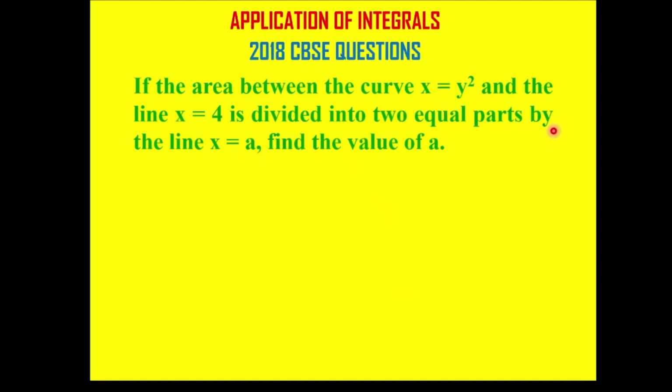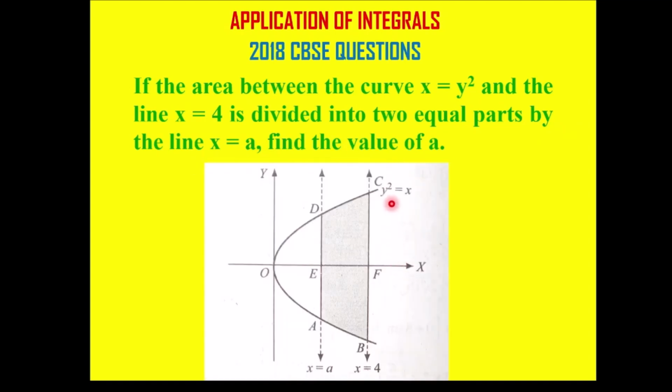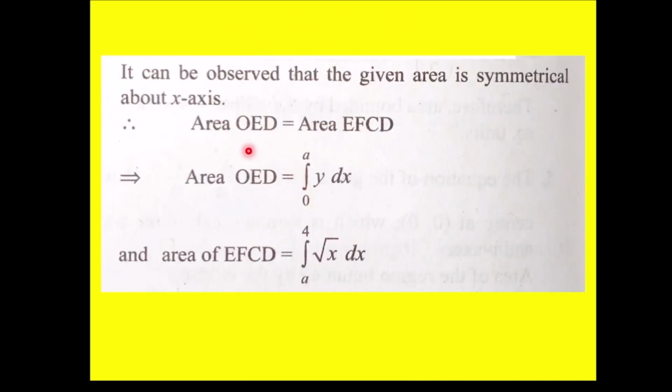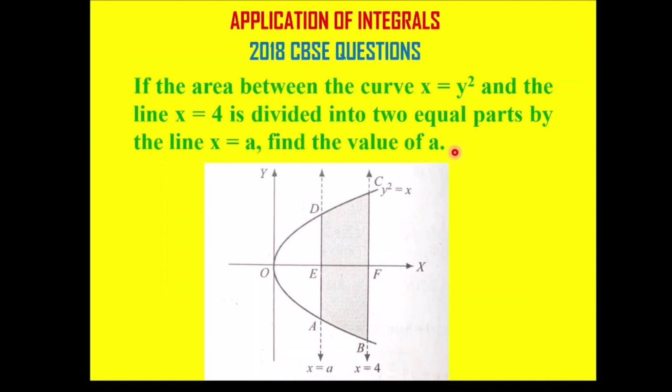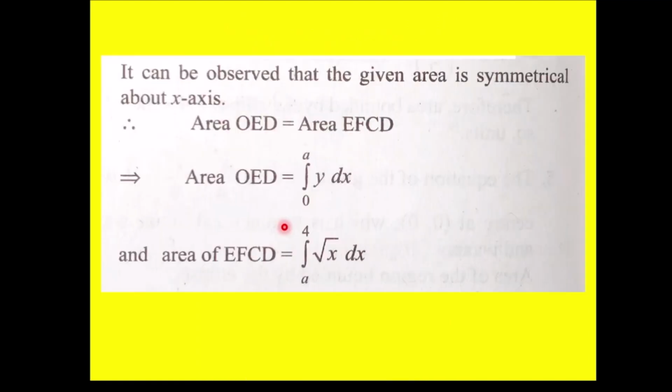Next question: the area between the curve x equal to y square and the line x equal to 4 is divided into 2 equal parts by the line x equal to a. Find the value of a. So y square equal to x is the parabola, x equal to a is this line, x equal to 4 is this line, and this part and this part are equal. So we have written the area of OED and EFCD. Let us see the diagram. These two areas are equal, and this is the formula for these areas.